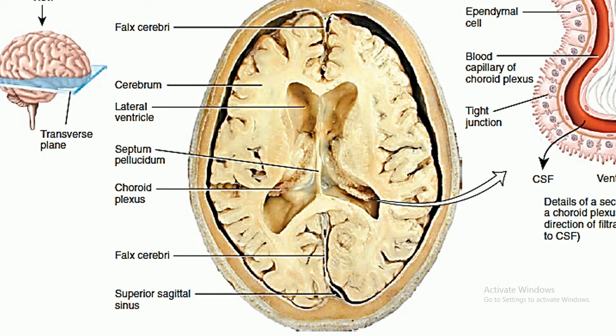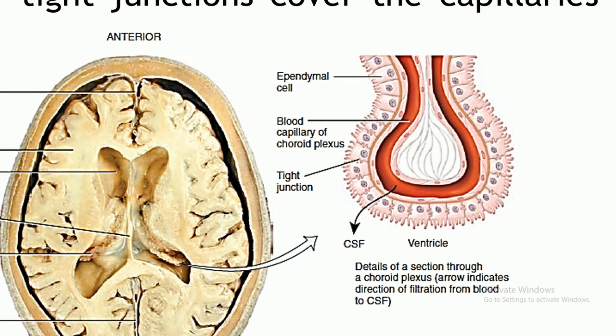So within these two lateral ventricles lie these choroid plexus. Now let us see what exactly this choroid plexus is. That's the one. So this will be the blood capillary of this choroid plexus. So this blood will be filtered to form the CSF.